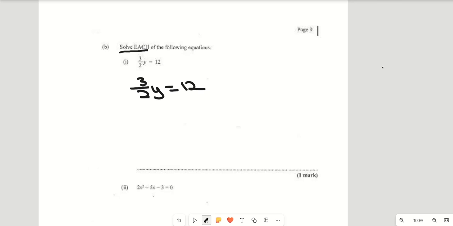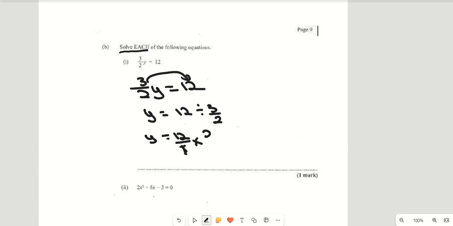We know that the relationship between 3 over 2 and y is multiplication. We want y by itself, so you're going to carry across that multiply by 3 over 2. Rule of thumb: anytime you carry something over the equal sign, it becomes the opposite. What is the opposite of multiplication? Division. So therefore, y would be equal to 12 divided by 3 over 2. So y is equal to 12 over 1 multiplied by 2 over 3. 3 into 3, 1, 3 into 12, 4, 4 twos are 8. So y is equal to 8.